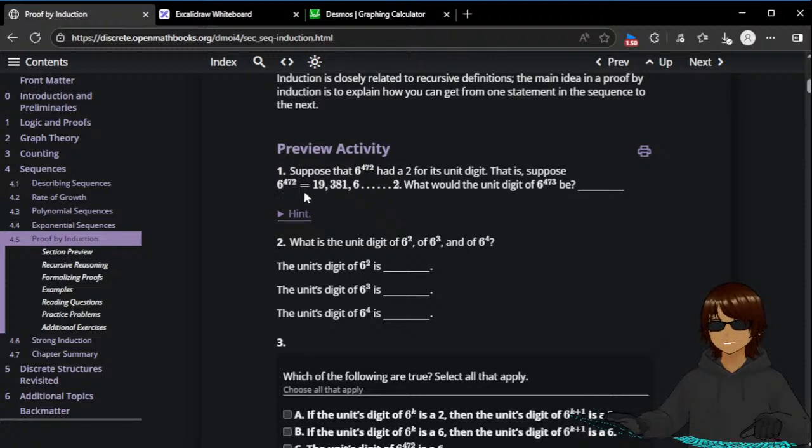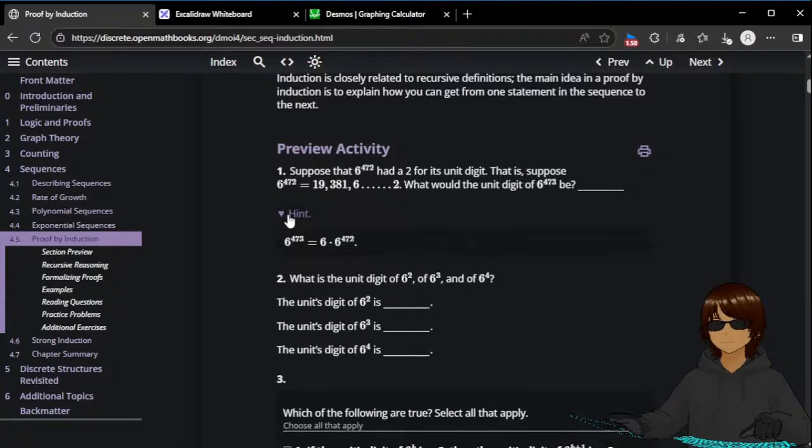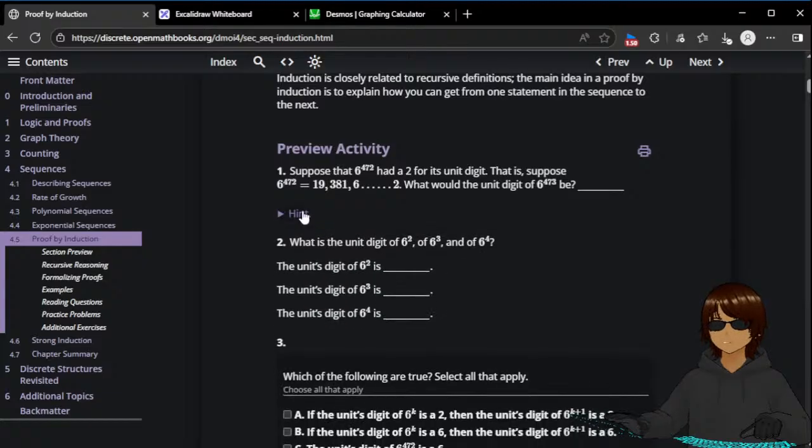Suppose we have this. Suppose that this had a 2 for its unit digit. What would the unit digit of 6 to the power of 473 be? So we multiply this by 6. 6 times 2 is 12. So we get 12, right?